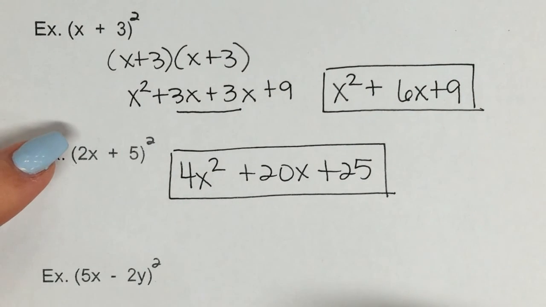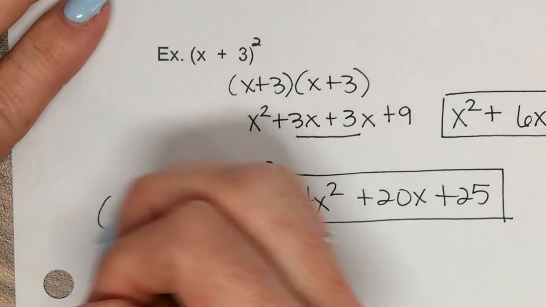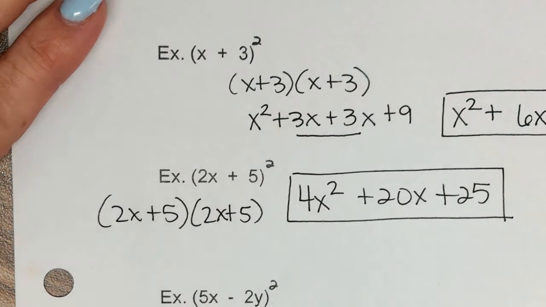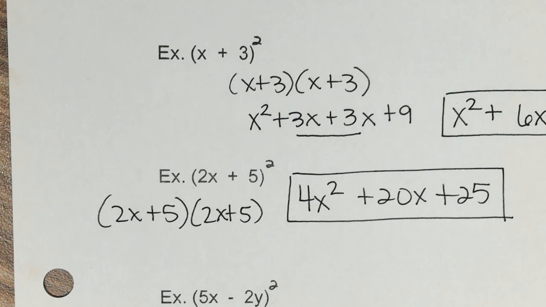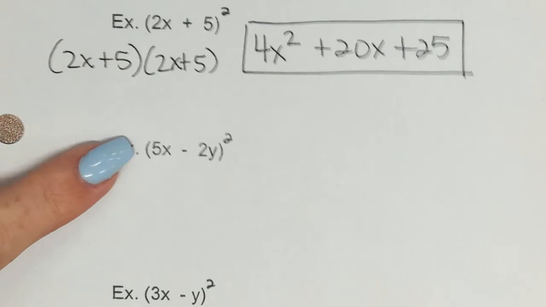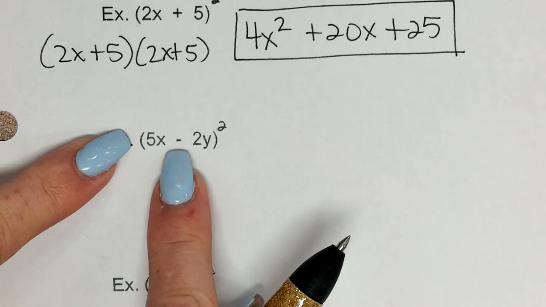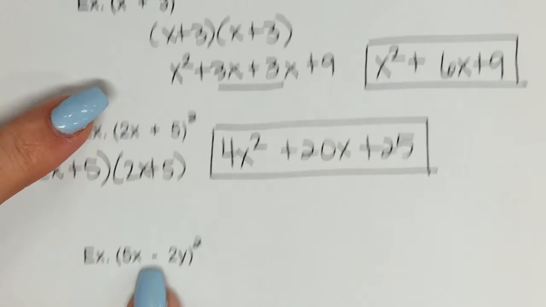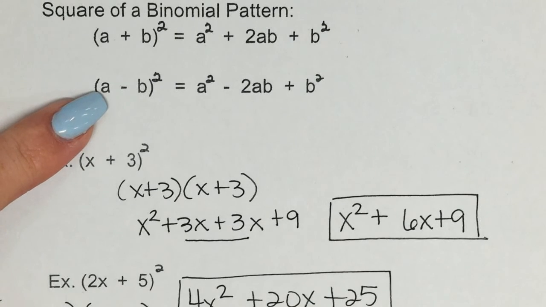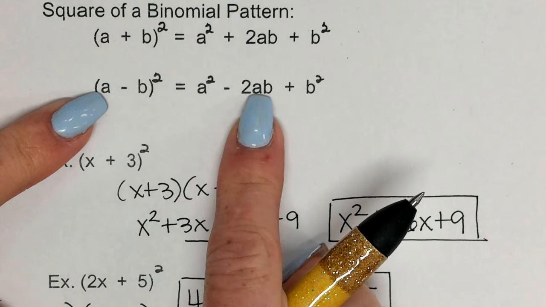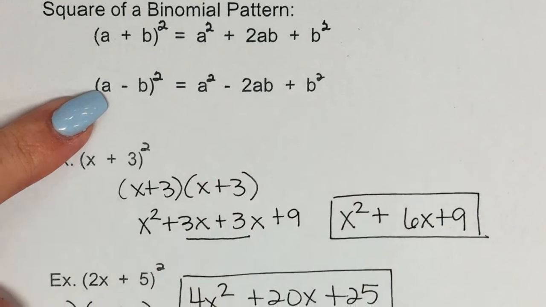Could I have just done FOIL? Yes. Could I have just done 2x plus 5, close parentheses, times 2x plus 5? Yes. Would I get the exact same answer? Yes. Again, I do not care how you do it. I'm just teaching you that there's another way for special situations. All right, this one. What's the first one say to do? Oh, wait, look, what's different about this one? This one is subtraction. So everybody look. When you subtract, are you going to do the exact same thing? Yes, except instead of being a plus sign, it's going to be a minus sign. That's all.